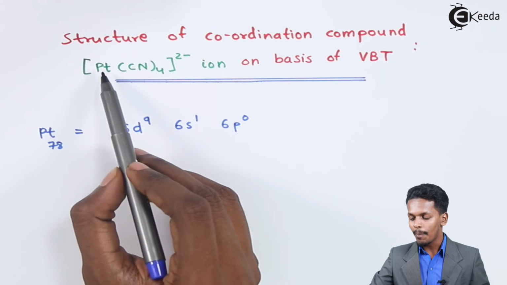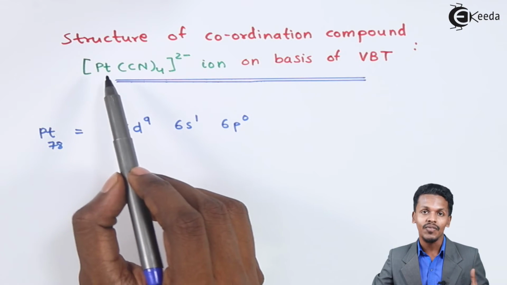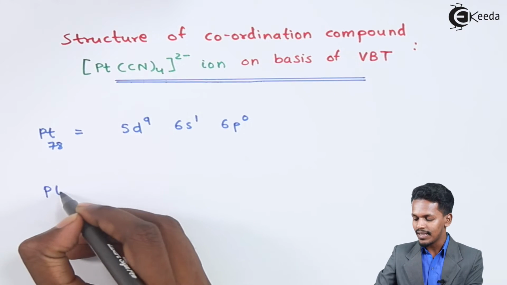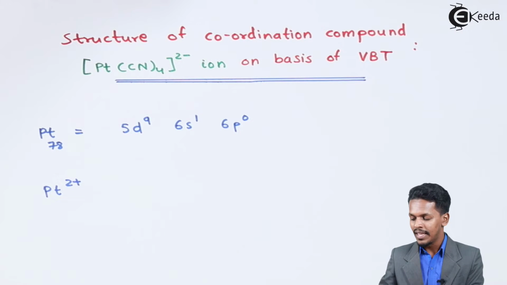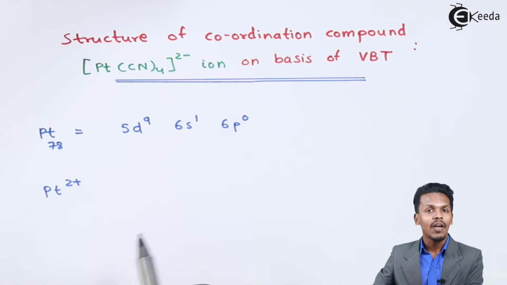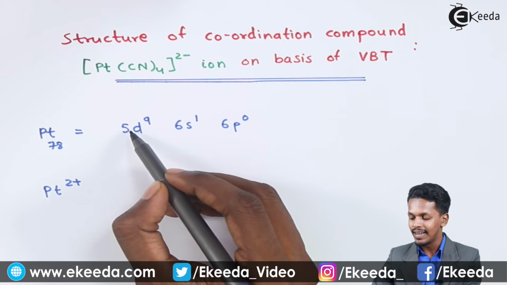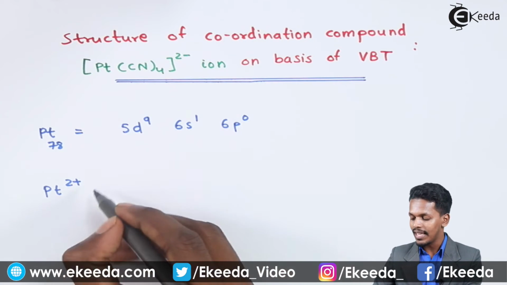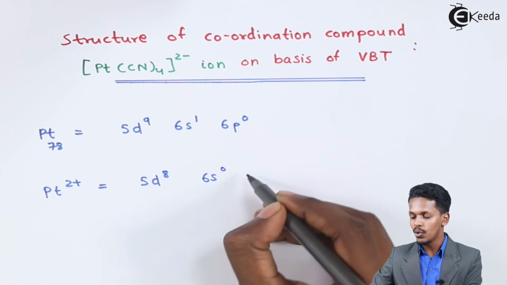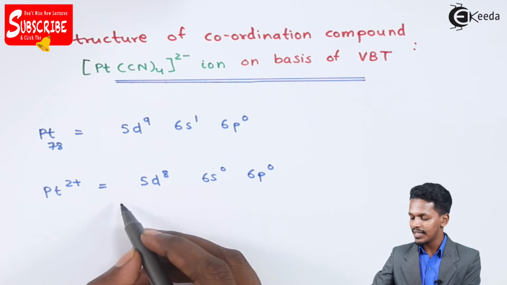But we are talking about platinum which is present in the form of a complex. So the central metal atom, platinum, will have an oxidation number. If we calculate, we get to know that platinum has the oxidation number of 2+. So to obtain a 2+ charge on it, obviously it has to lose 2 electrons. So 1 electron will be lost from the s orbital, and one electron will be lost from the d orbital, that is the 5d orbital. So we get 5d8, 6s0 and 6p0.